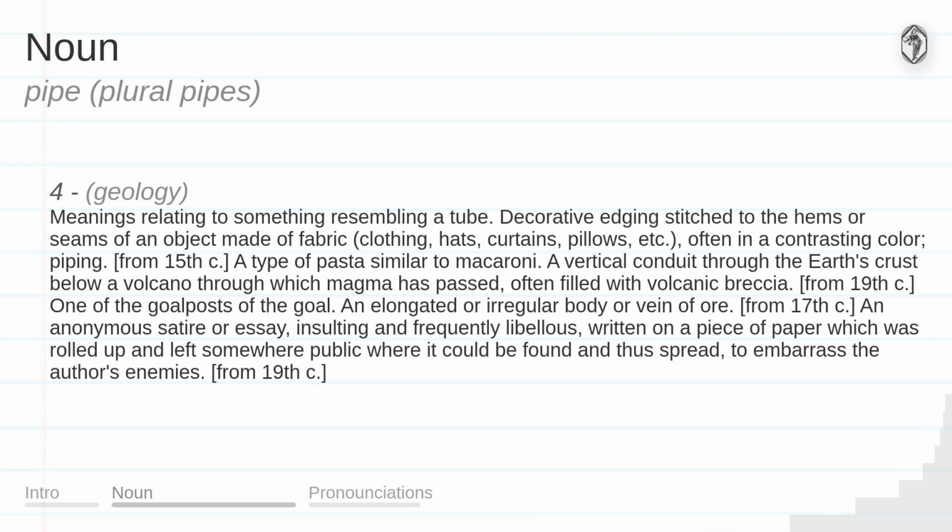A vertical conduit through the Earth's crust below a volcano through which magma has passed, often filled with volcanic breccia. From 19th C. One of the goalposts of the goal. An elongated or irregular body or vein of ore.